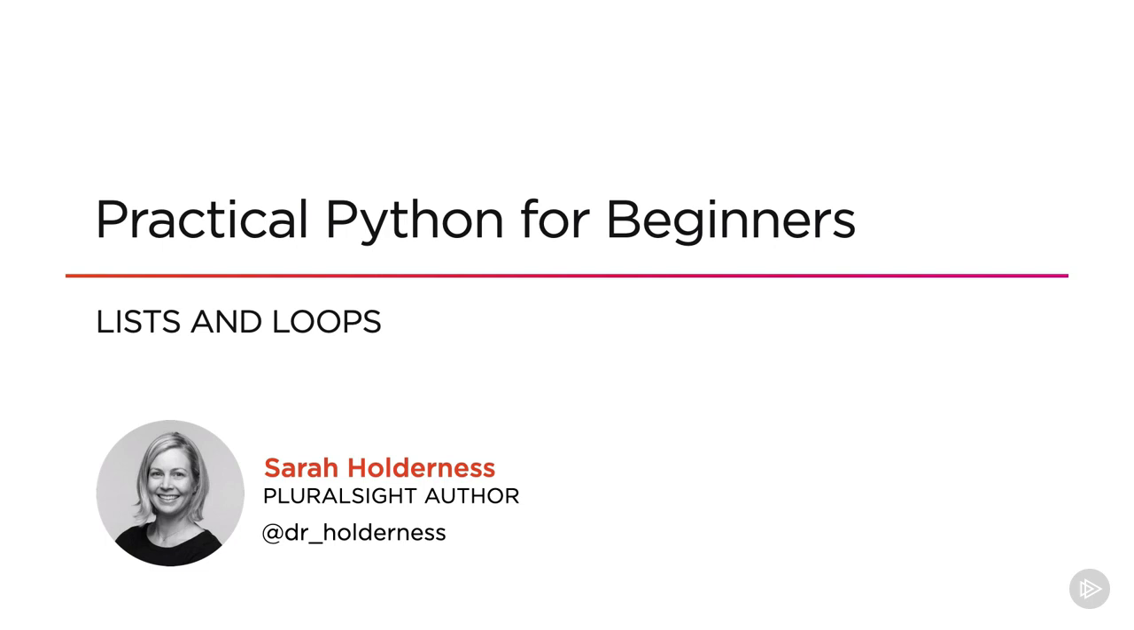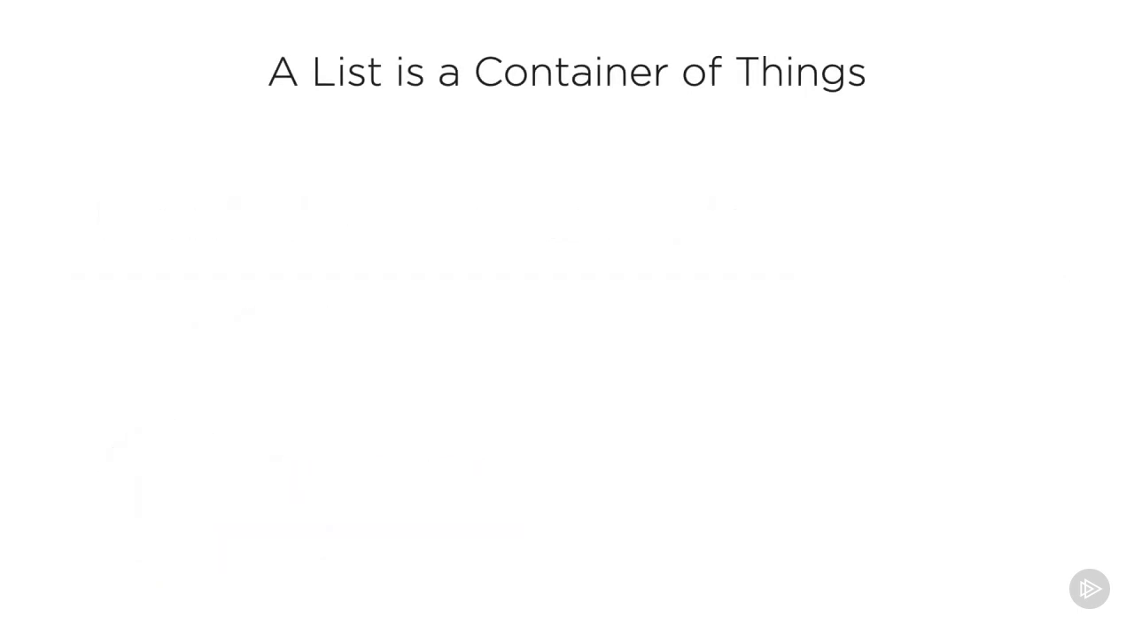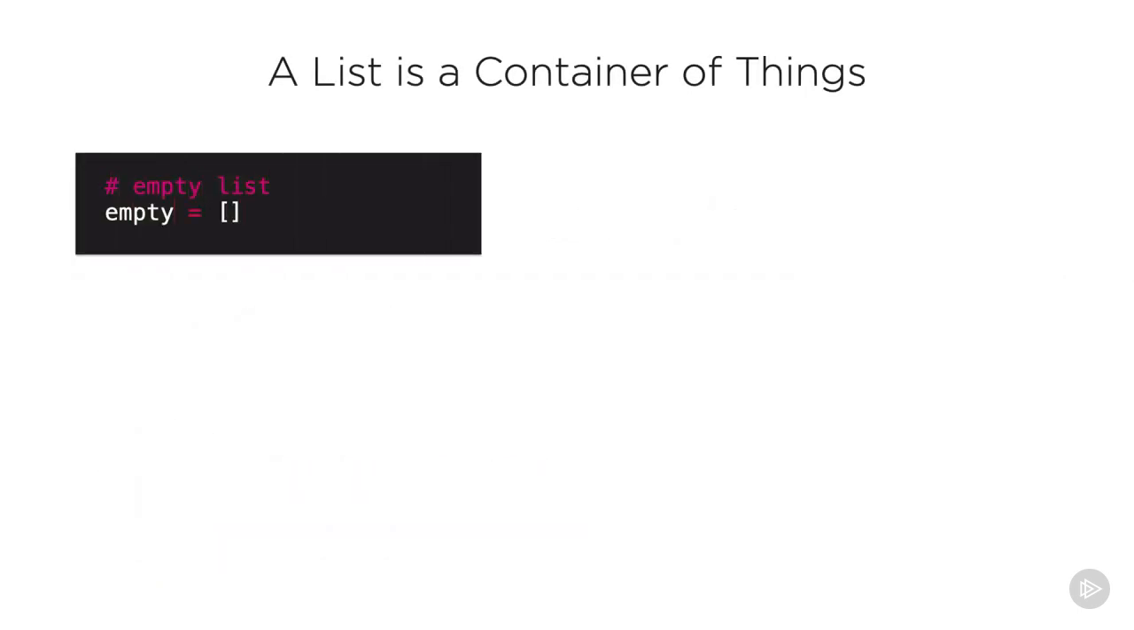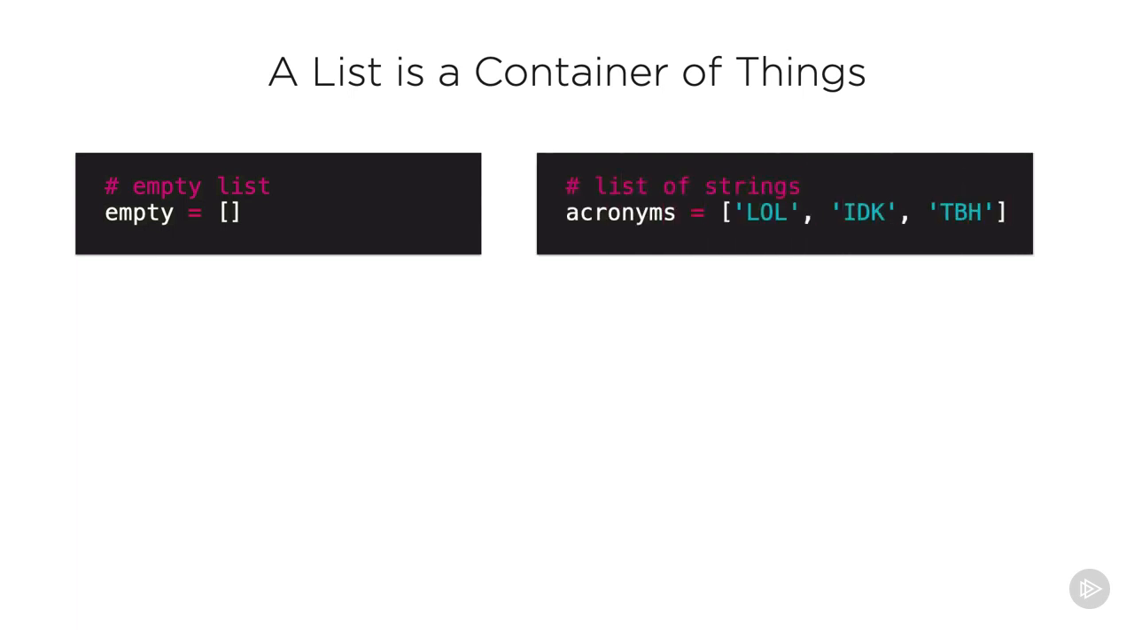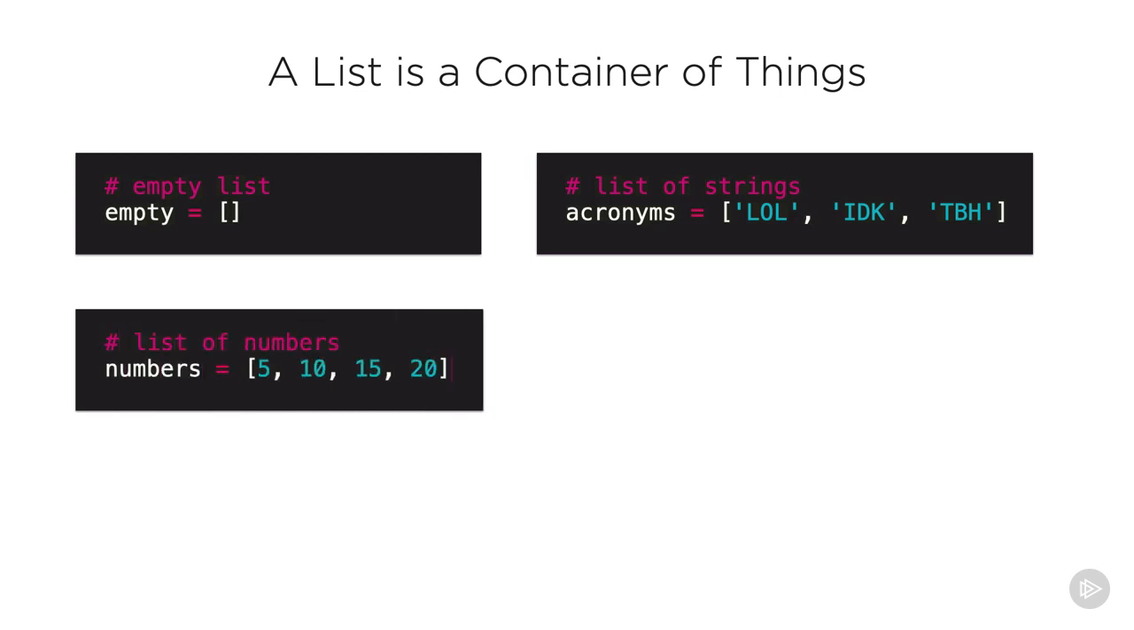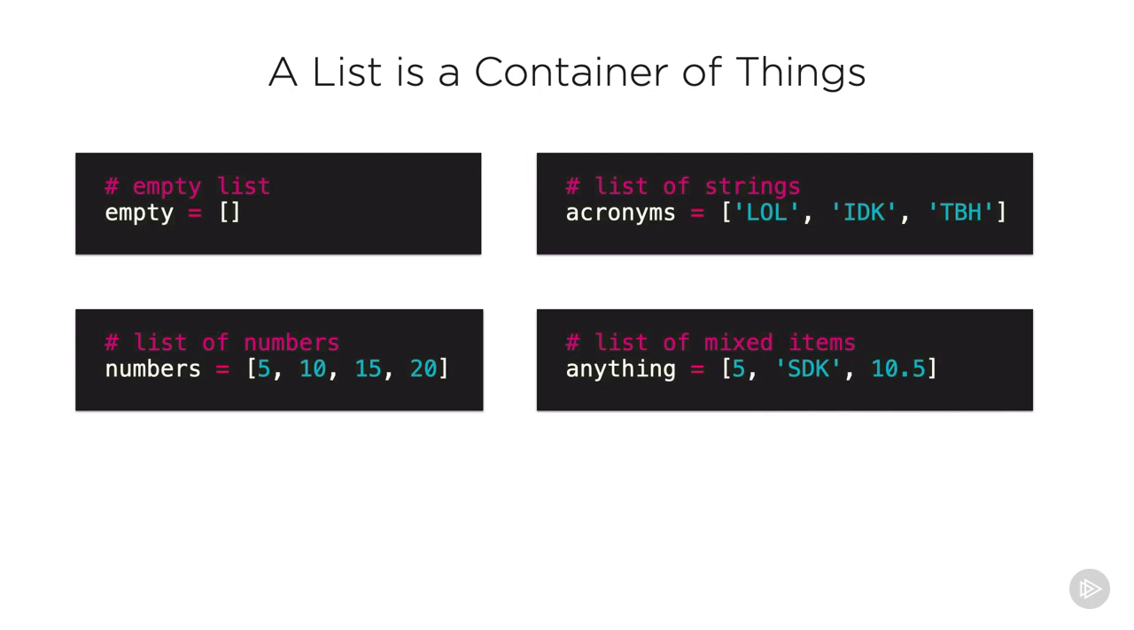In this module, we're going to use lists and loops. A list in Python is a container that can store anything you want. You can have an empty list, a list of strings, a list of numbers, a list of mixed items like numbers and strings, and even a list of lists.